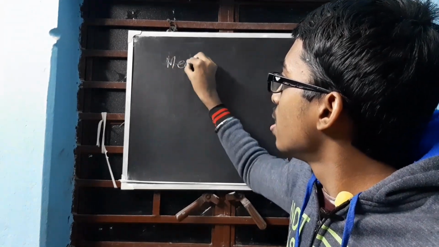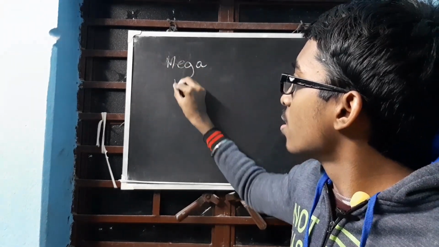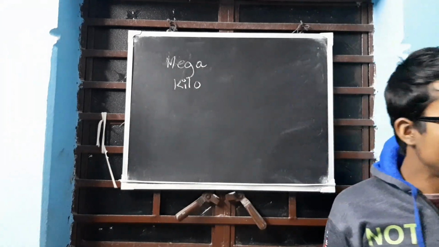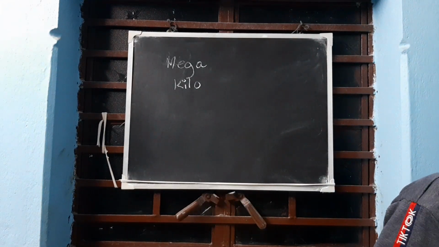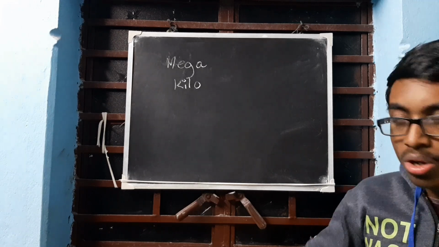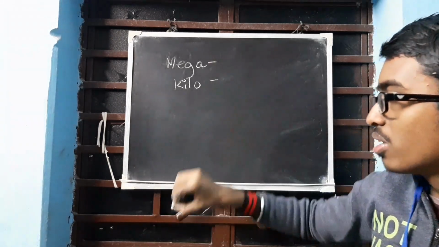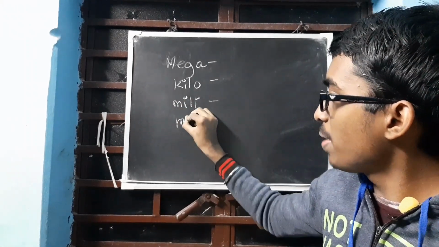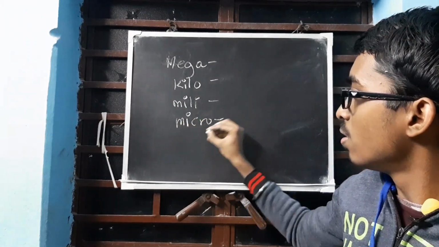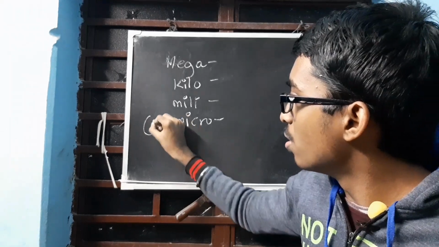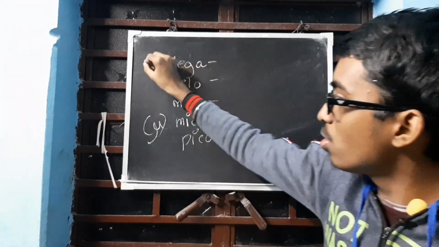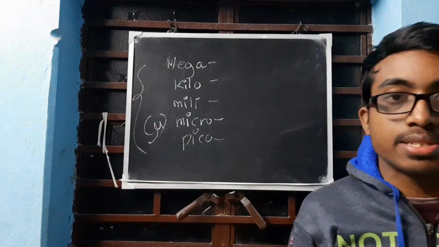Mega, kilo. Can you understand what this is? Prefix, right? These are prefixes. So mega, kilo, these are some important things you need to remember. Then milli, micro, which is also represented by mu. Okay, pico. These are the most commonly used units you will get.